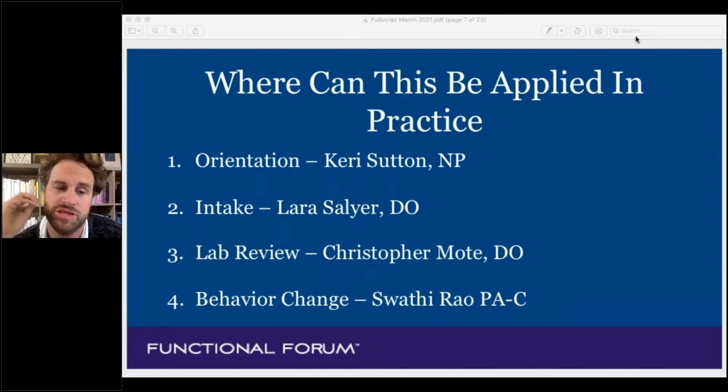Lab review is cumbersome. Dr. Christopher Moat realized that 90% of the information that was happening in his lab review appointments was the same for every patient, and only 10% was individual. So now he's got enough volume in his practice that every week there's a lab review session. So everyone who did a Dutch test that week, or everyone who did a Genova test that week, they have to do it in a group.